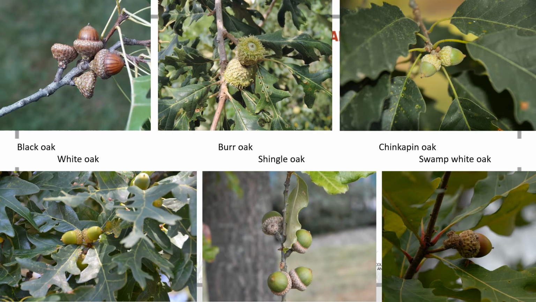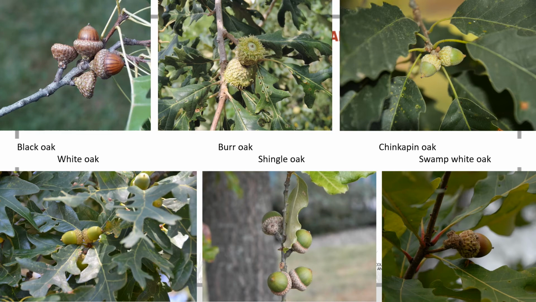Here's just an example of some of those acorns. You can see black and bur and then chinkapin. And while those look small, they are pretty small. They're probably the size of the tip of your little finger when it comes to acorns. They're one of the smaller ones. White oak, a little bit larger, kind of long. Shingle oak, you can see there, and then swamp white oak.